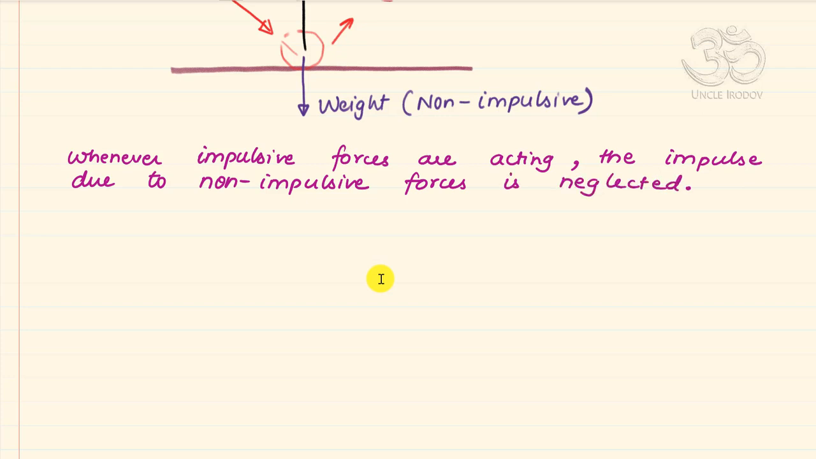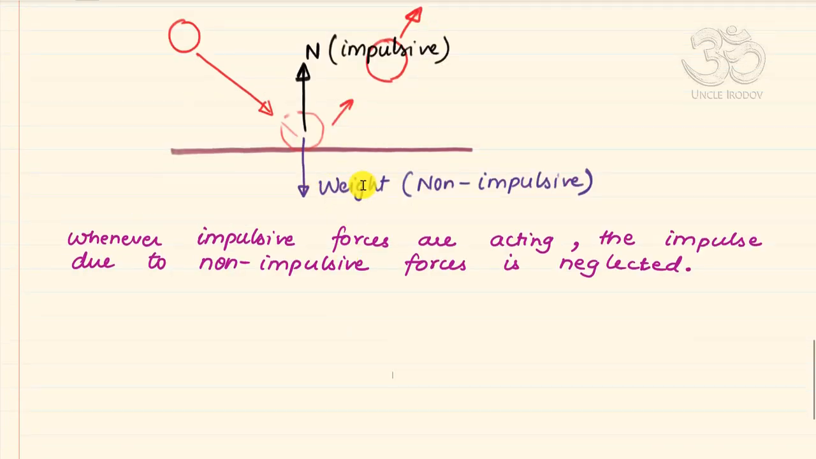You will see that when you frame equations with the impulse of even weight being there in those equations, the equations will be a bit more challenging to solve. So what we will do is we will throw away the impulse of these non-impulsive forces and then just try to find out the answer using impulsive forces effects.